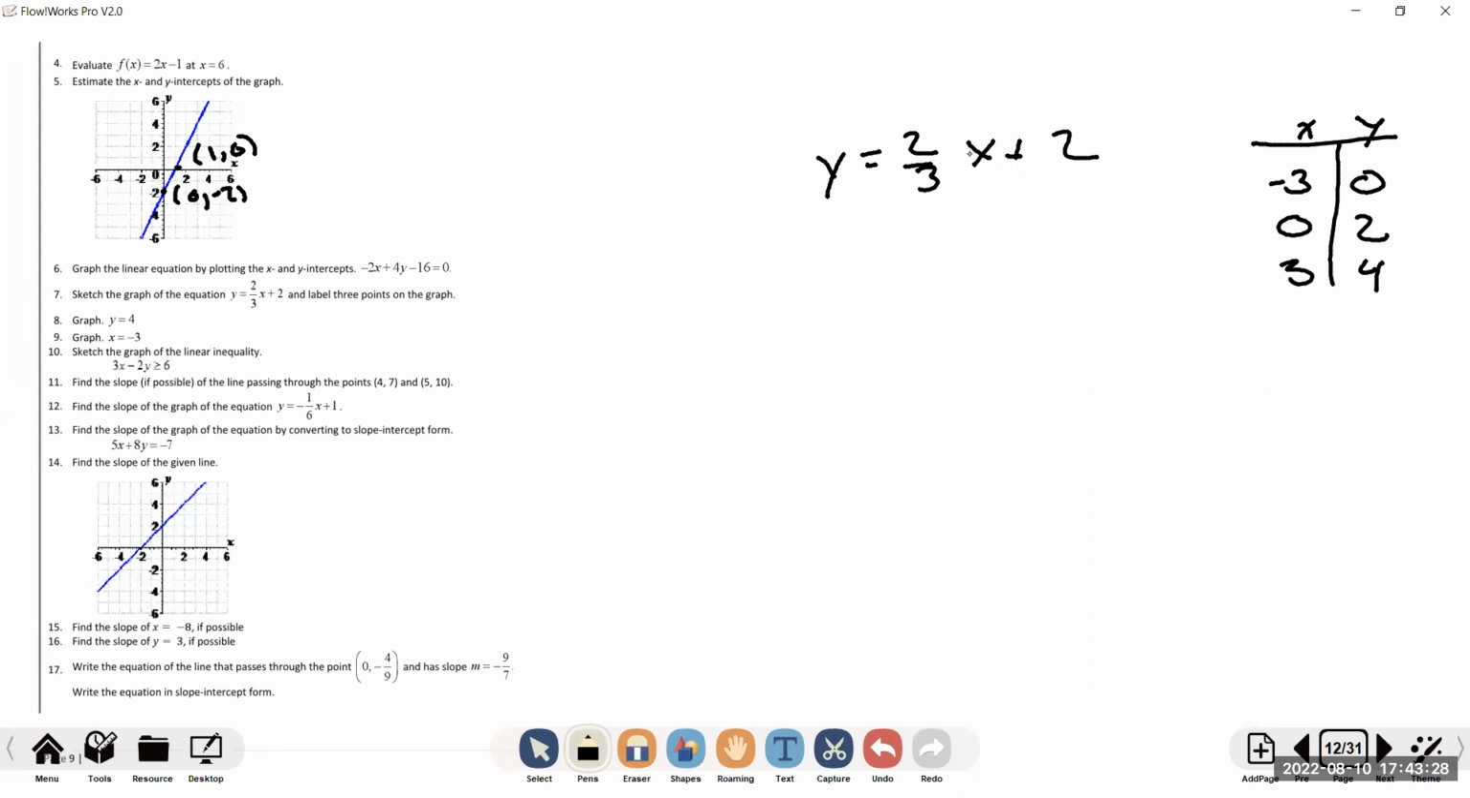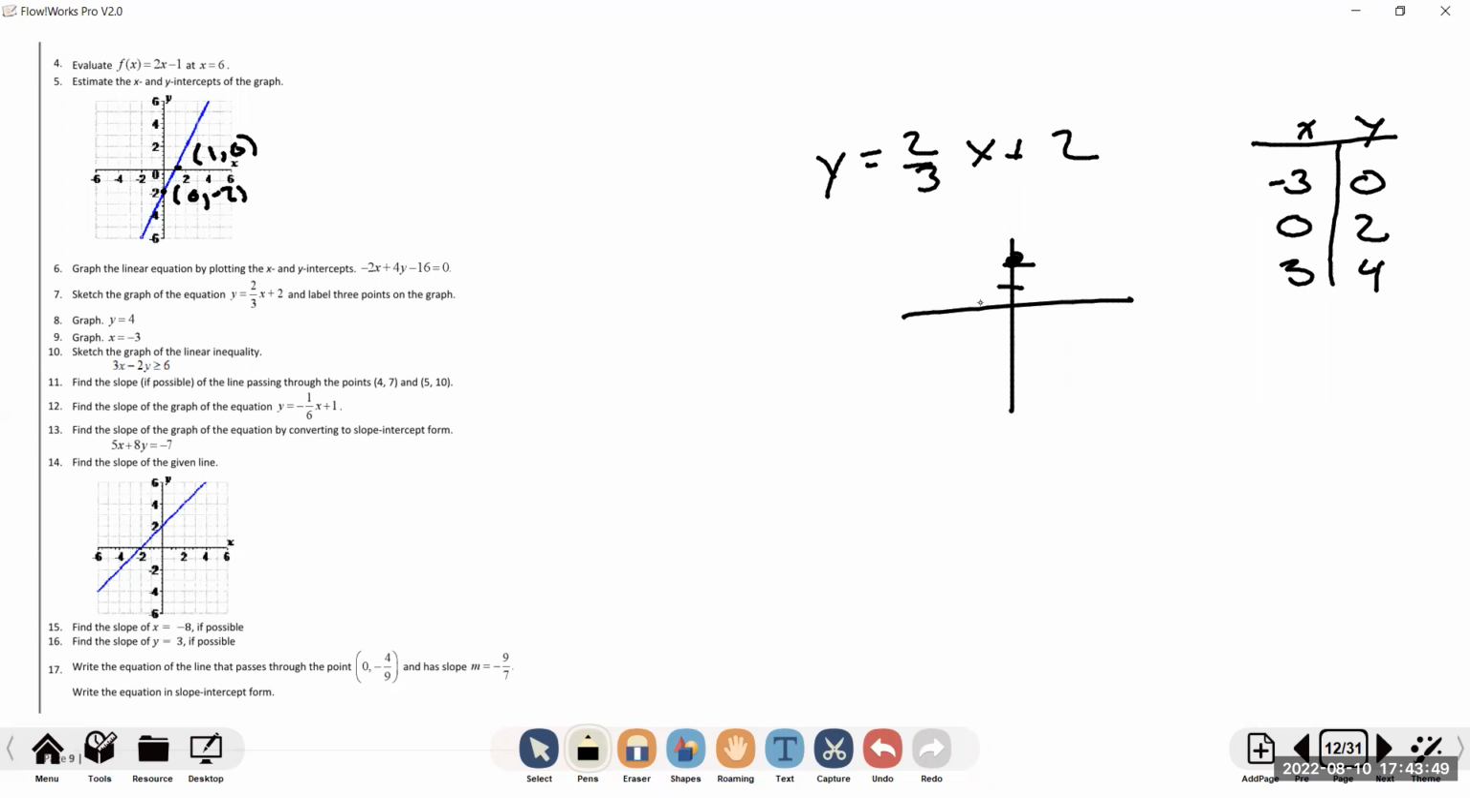Take a look at the multiplication if you're unsure. 3 goes into -3, -1 times. -1 times 2 is -2. -2 plus 2 is 0. 0 times anything is 0. 0 plus 2 is 2. 3 divided by 3 is 1. 1 times 2 is 2. 2 plus 2 is 4. So we should get our y-intercept of (0, 2).